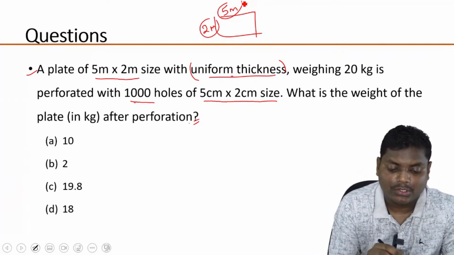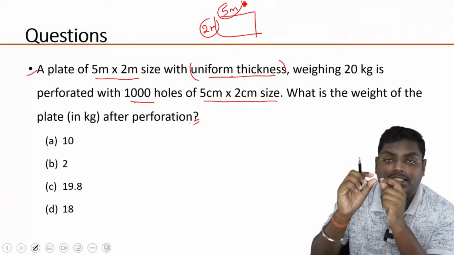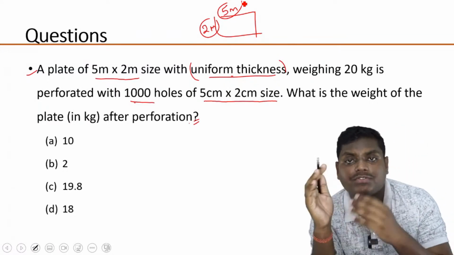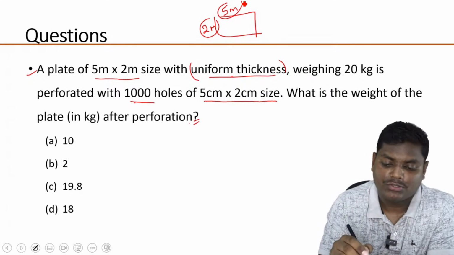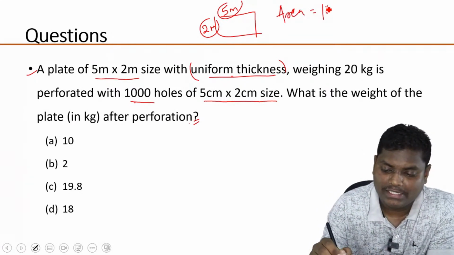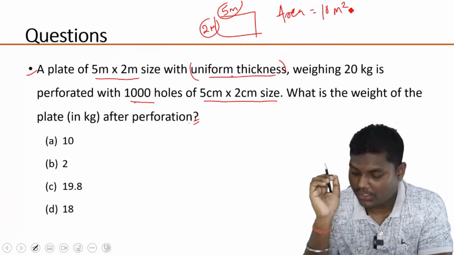Now, since the thickness of the plate is uniform, and the holes that we are considering are also uniform, you can reduce the entire problem from volume to area. So in terms of area, what will be the area of it? 5 into 2 will be 10 meter square. The area of the plate that we have is 10 meter square.